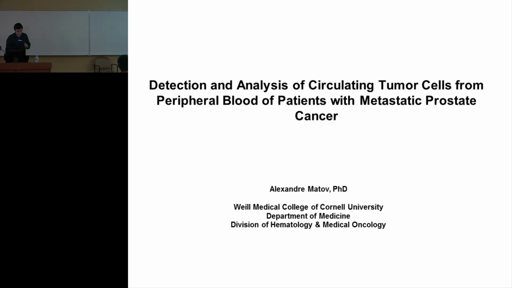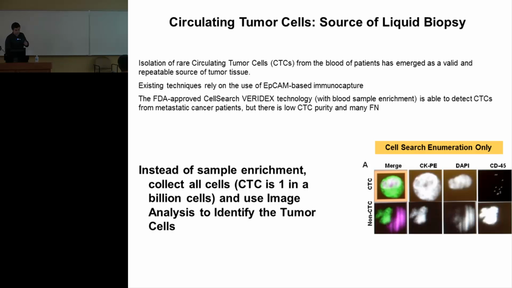Now, the next thing I would like to present is the analysis of circulating tumor cells from blood of metastatic cancer patients. That's much more translational research and cancer research-oriented project. So we're shifting gear a little bit.